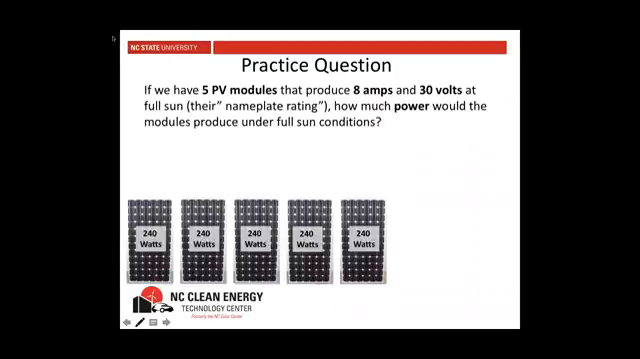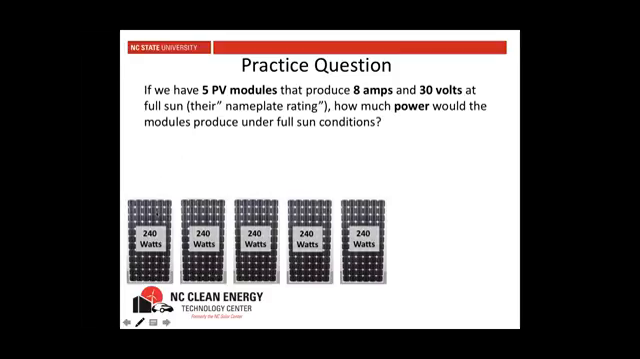All right, so here's a practice question. We've got 5 PV modules, shown down here at the bottom of the screen. PV module is the correct terminology, not PV panel. Each module produces 8 amps and 30 volts at full sun. That's what we would call their nameplate rating. When you buy a PV module, that's going to be the spec on the spec sheet, their full sun power output. So how much power would these 5 modules produce under full sun conditions?